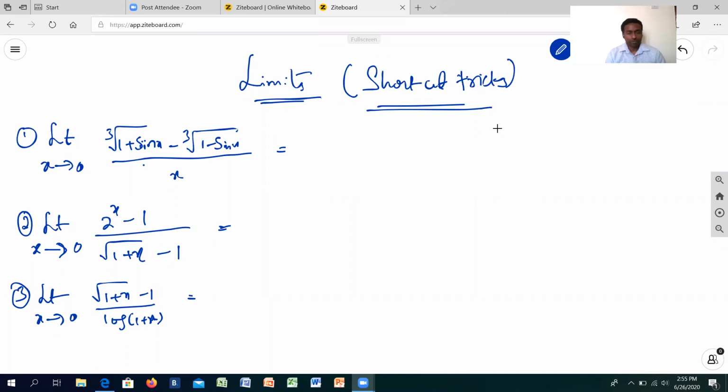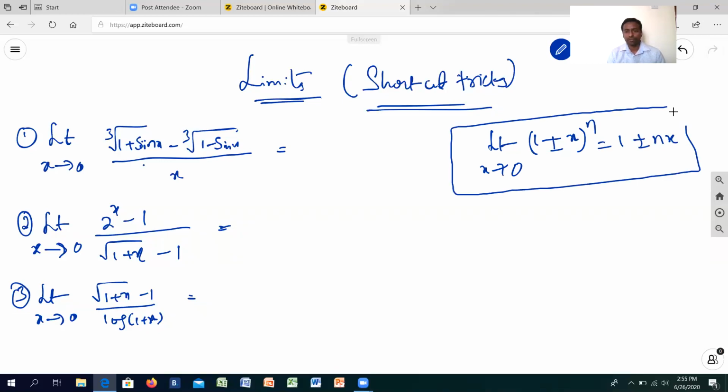So what are you going to do when you have limit questions of this particular type? You just have to recall and remember a binomial expression expansion with the power n. It is simply going to be 1 plus or minus nx. Please note it down somewhere so that you can easily work it out during your exams. With this, let us solve a few questions and then we'll move on to another application of this along with some other trick.